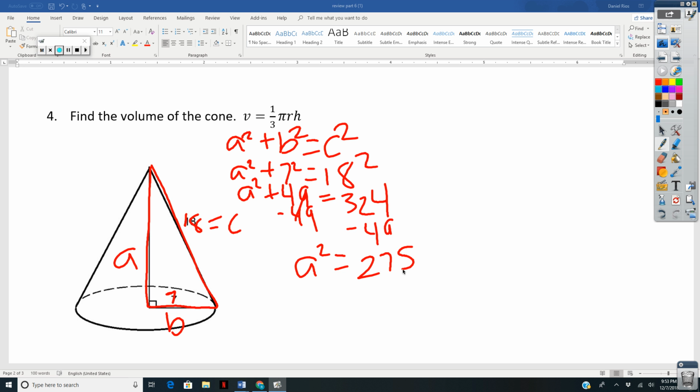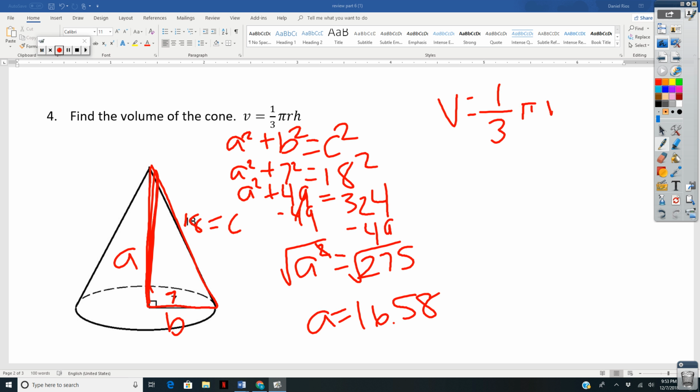And then finally, to get a, take the square root of both sides, and that cancels. So I have a equals the square root of 275. Let me see if I have that. Square root of 275, which is 16.58. Okay, so my height is 16.58. This right here is 16.58. So now I can substitute it into my formula.